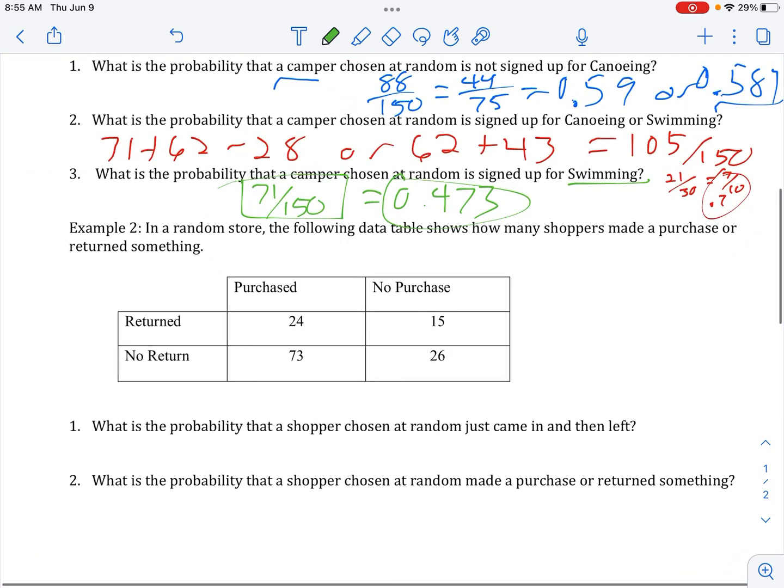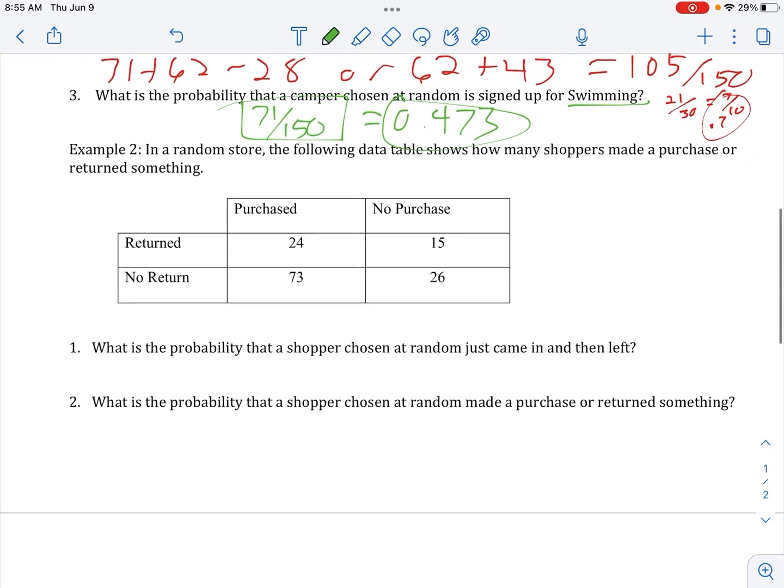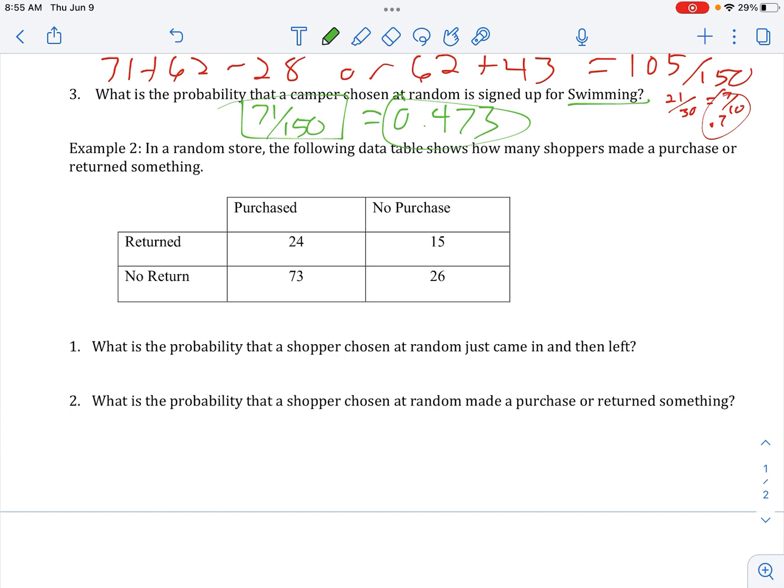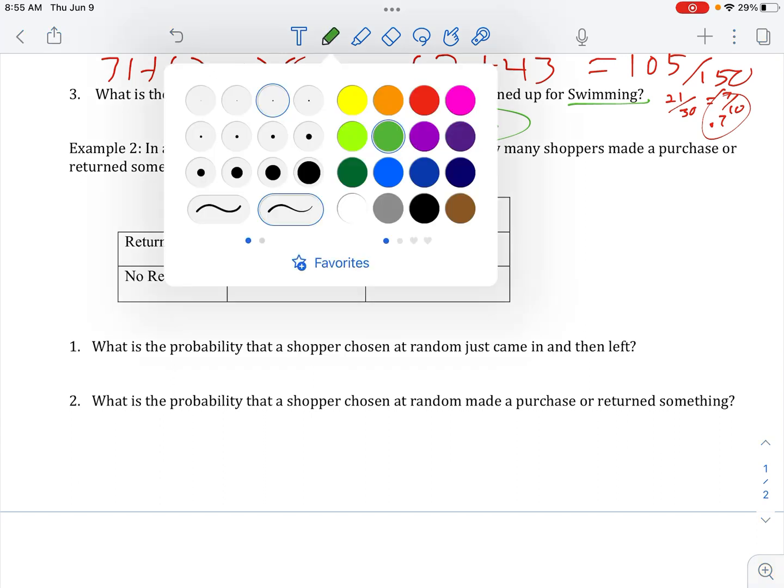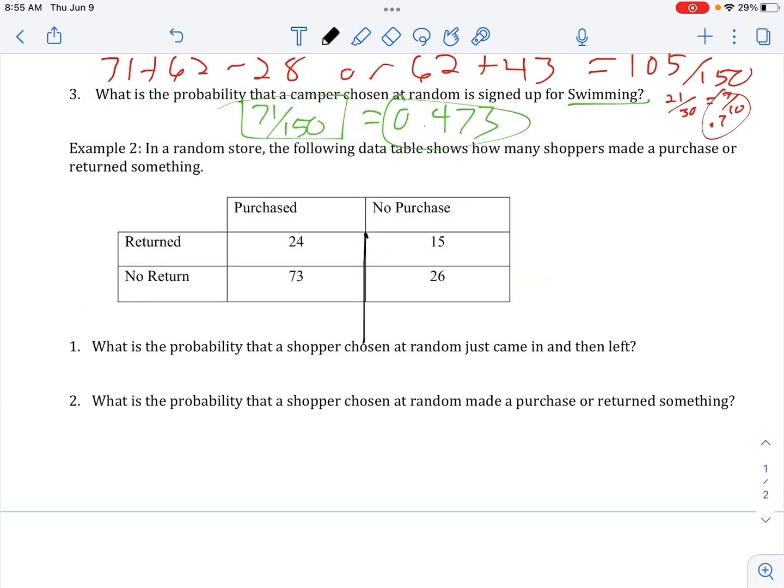Okay, so in example 2, they give us a table that has a lot of stuff filled in. They don't have the totals though, so we're going to go ahead and add in those totals.